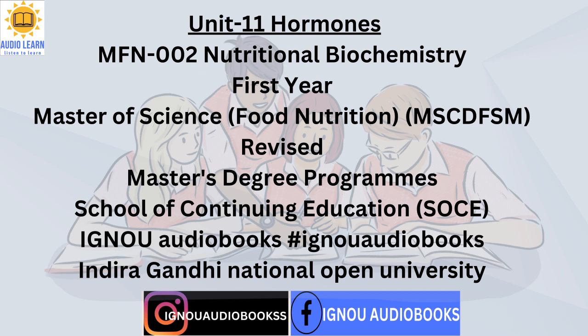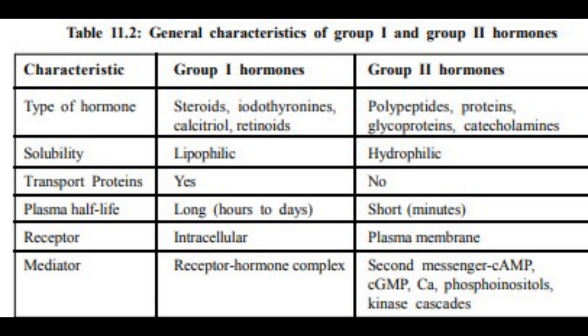As can be seen in Table 11.2, cGMP is used as second messenger by atrial natriuretic factor, Group 2B. Many hormones use ionic calcium, Ca2+, or phosphatidylinositol, or both, as the second messenger. These hormones have been classified in Group 2C. Refer to Table 11.2. You have read about phosphatidylinositol in Chemistry of Lipids, Unit 2.